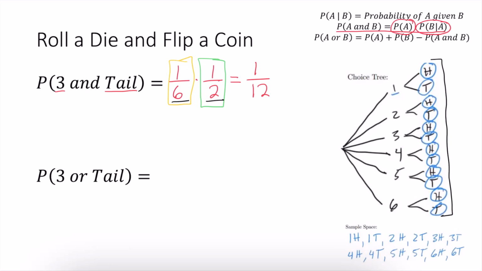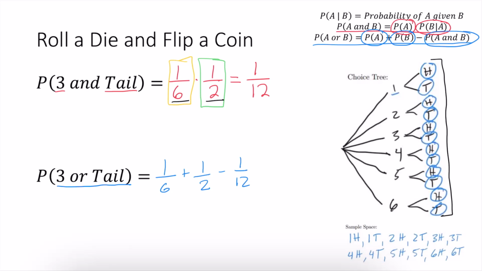So now let's do an OR formula and look at how that works. So if we wanted to find the probability of getting a 3 or a tail, we would use this formula. And we would start off by finding the probability of just getting a 3 by itself, which is 1 out of 6. Then we would add the probability of getting just a tail, so only looking at flipping the coin, that would be 1/2. And then we would subtract the probability of getting a 3 and a tail, which we just found above was 1/12.